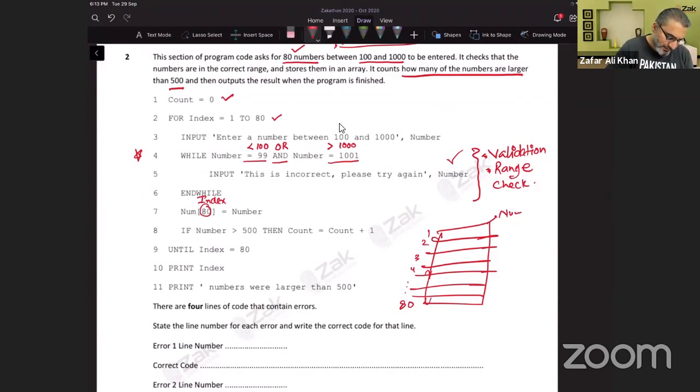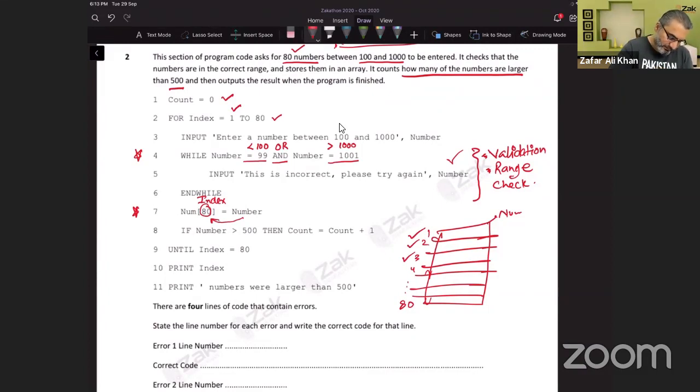As soon as the number is entered, that number will be assigned to the array's index. So when index will be 1, it will be this area. When index will be 2, then it will be this area. And then when index is 3, then it will be this area. So this is the next error. If number is greater than 500, then count is equal to count plus 1.